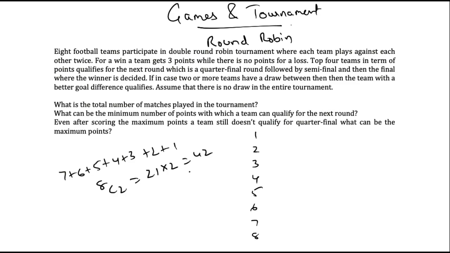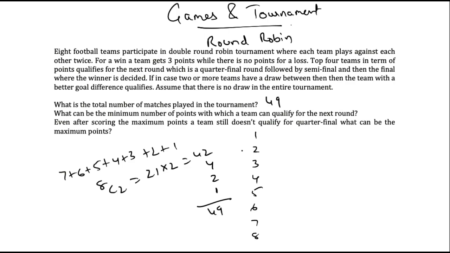Then quarterfinals, we have a specific universal answer: a quarterfinal always has 4 matches, a semi-final has 2 matches, and the final will be 1 match. So the number of matches will be 49. So the answer for the first question will be 49.